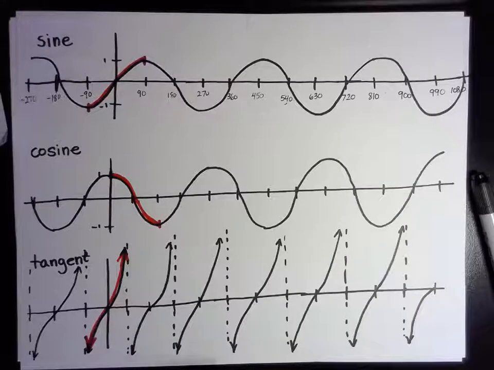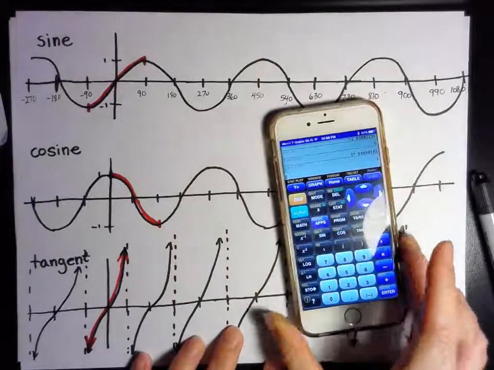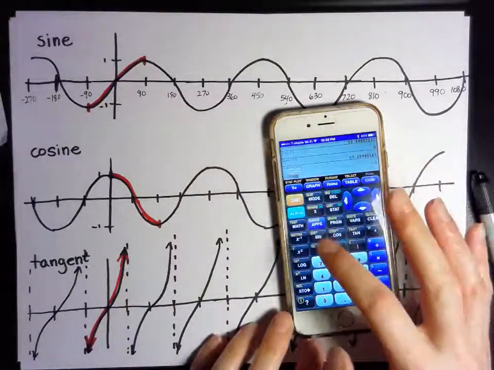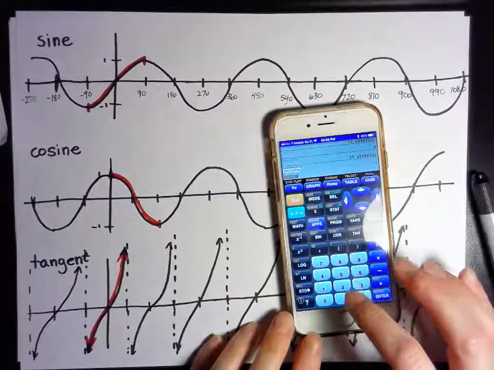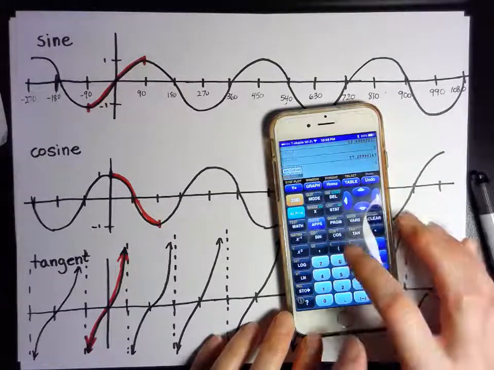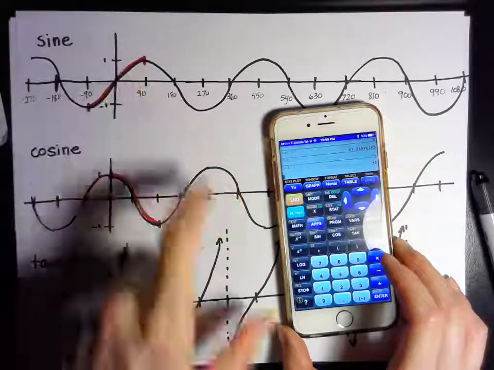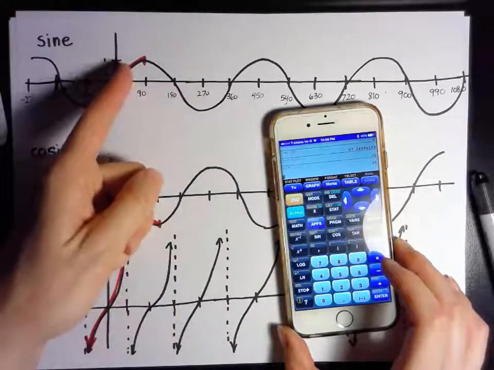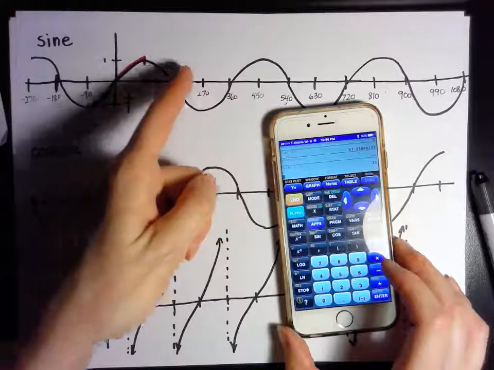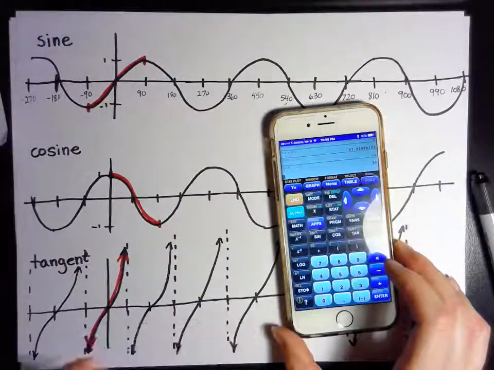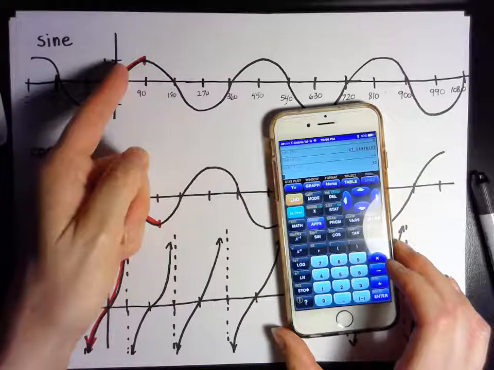So let's just do a little example on our calculator so we can verify that this is true. Okay, let's say I want the inverse sine of a half. Okay, it's giving me 30 degrees. Well, it's also a half over here, and here, and here, and here. There's many other places it's a half, but it's only going to give me 30 degrees.